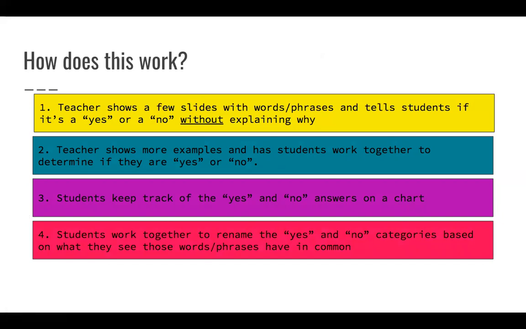So they're going to say, all right, instead of calling this yes, all of these words seem to be talking about doubt. Or instead of calling this no, all of these words seem to be talking about habitual actions, and all of the yes ones seem to be talking about one-time actions, for example. And so now, instead of me getting up there and saying, this is how to use the subjunctive with doubt, these are expressions that use the preterite, these are expressions that use the imperfect, students have come up with those definitions on their own based on looking at the meaning of the words.